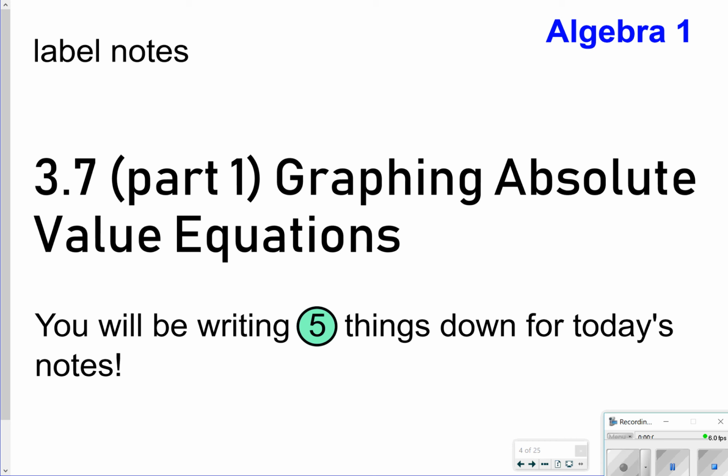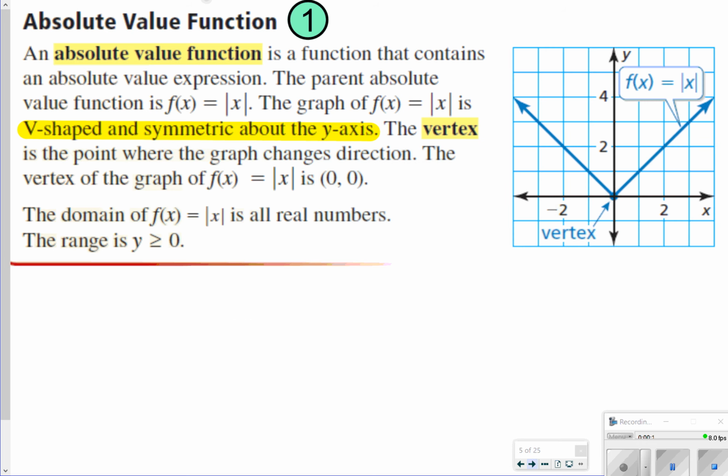Today's notes are going to be lesson 3.7, part 1, graphing absolute value equations. We're going to be looking at 5 things to write down in our notes today, so let's go ahead and get started. This first page has a lot of information on it, so I'm just going to basically highlight or underline the things that I need you to make sure that you understand.